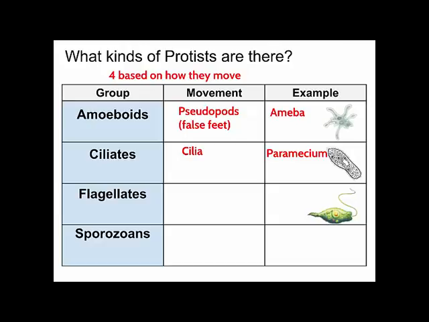Then we have the flagellates. How do you think this moves? With that tail. That tail is called a flagellum. It's a whip-like tail that whips around and moves the protist through the water. This is called the euglena. We'll look at that next week also.